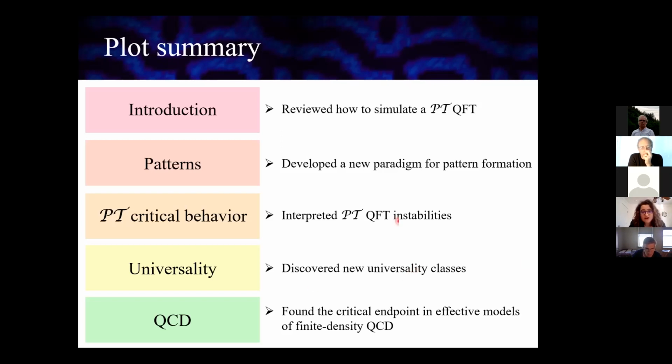This allowed us to define new universality classes of PT symmetric systems, of which simple effective models of QCD are part. And we were able to get a simple description of where the critical region of the effective model of QCD was using this pattern forming formalism. And we were able to express it in simple quantities that are computable on the lattice.